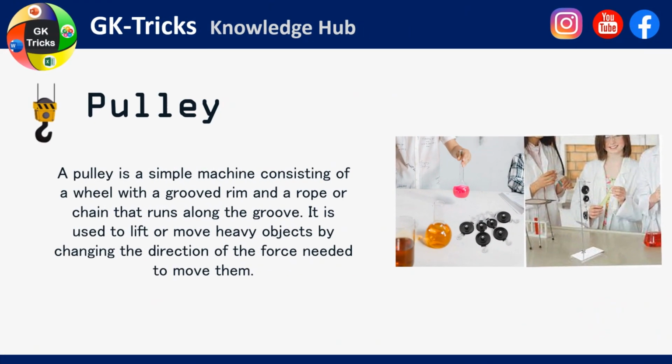Pulley. A pulley is a simple machine consisting of a wheel with a grooved rim and a rope or chain that runs along the groove. It is used to lift or move heavy objects by changing the direction of the force needed to move them.